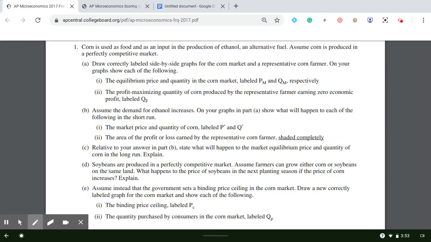Assume the demand for ethanol increases. On your graphs in part A, show what will happen to each of the following in the short run: the market price and quantity of corn, labeled P star and Q star, and then the area of economic profit or loss earned by the representative corn farmer, shaded completely.